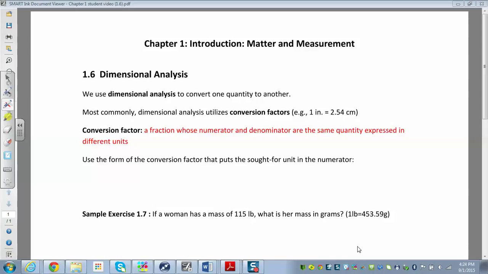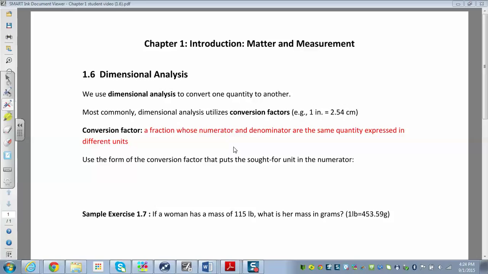The last section in Chapter 1 deals with dimensional analysis, which is something you have done a million times. It sounds a little more scary than it really is. In dimensional analysis, you're going to convert from one quantity to another, and you're mostly going to use things called conversion factors. And again, you know a whole bunch of conversion factors already. A conversion factor is just a fraction whose numerator and denominator are the same quantity expressed in different units.